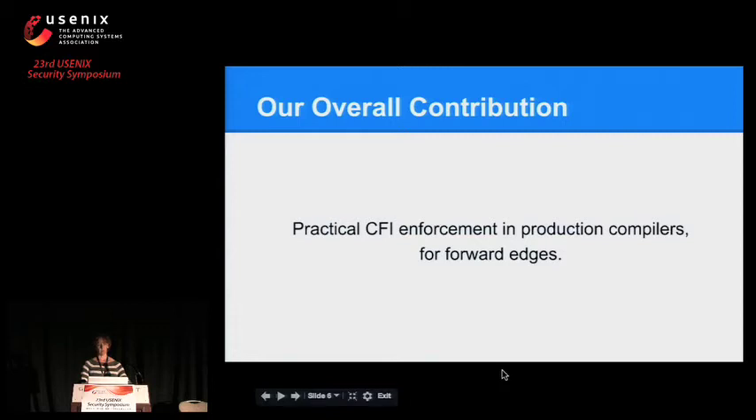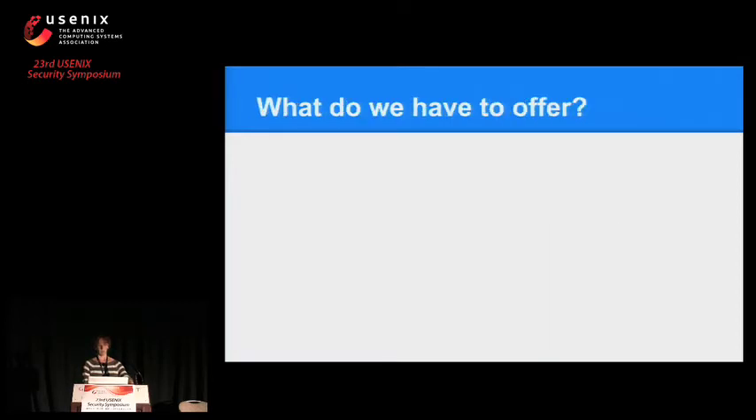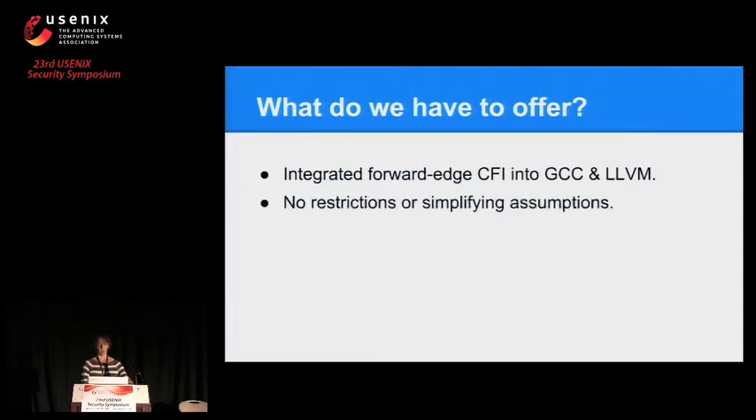We are contributing practical control flow integrity enforcement in production compilers, namely GCC and LLVM, for these forward edges. So in particular, we have integrated control flow integrity for forward edges into GCC and LLVM. We've implemented two different mechanisms with different precision and security guarantees. These mechanisms have no restrictions or simplifying assumptions. So anything that you could normally compile with GCC and LLVM, you can apply these mechanisms to. We have incremental compilation, dynamic library loading, the whole nine yards.